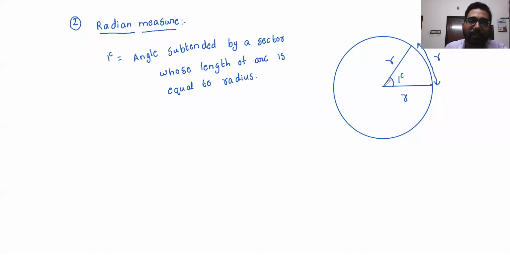So, the angle subtended by a sector whose length of arc is equal to r units. You see, on all three sides it is surrounded by r, right? I think that's why the name radian came, 1 radian. The word radian has the word radius in it, so it is surrounded by 3 r's. This is r, this is r, and this is r. That's why the name radian.